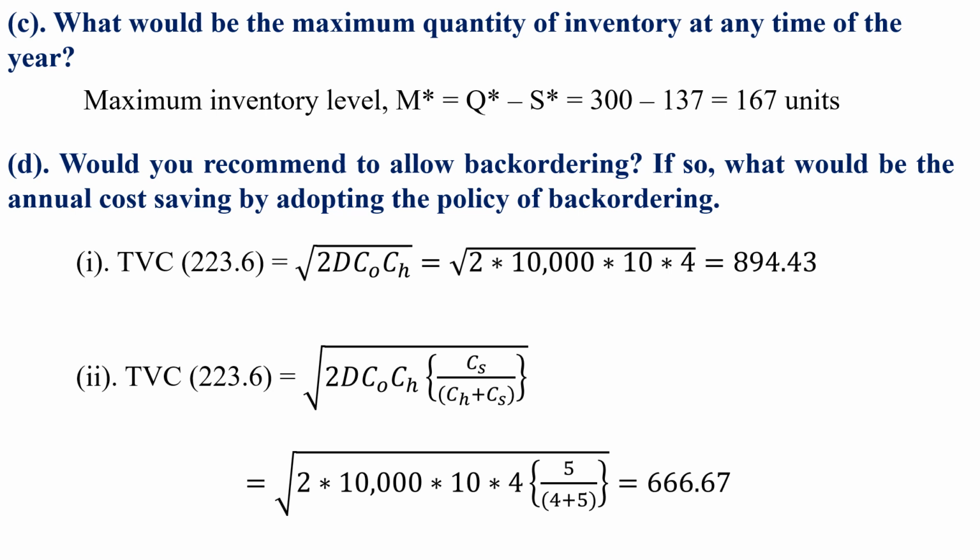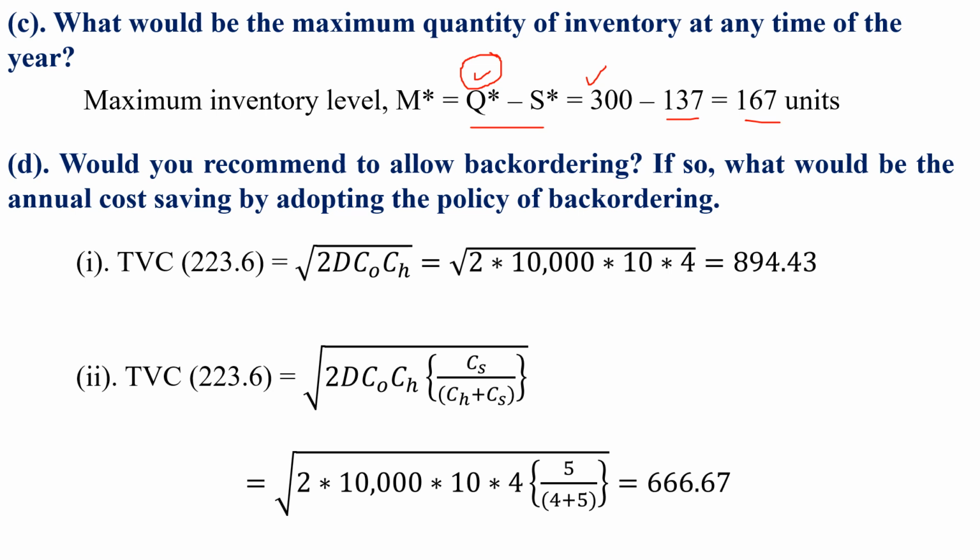Next we have to determine what would be the maximum quantity of inventory at any time of the year. So here I have to determine the optimal quantity of the stock in the inventory, that is M star. We know the M star formula, that is Q star minus S star. We know Q star, that is 300, when the shortage is allowed. S star is 137. Then M star will become 167.